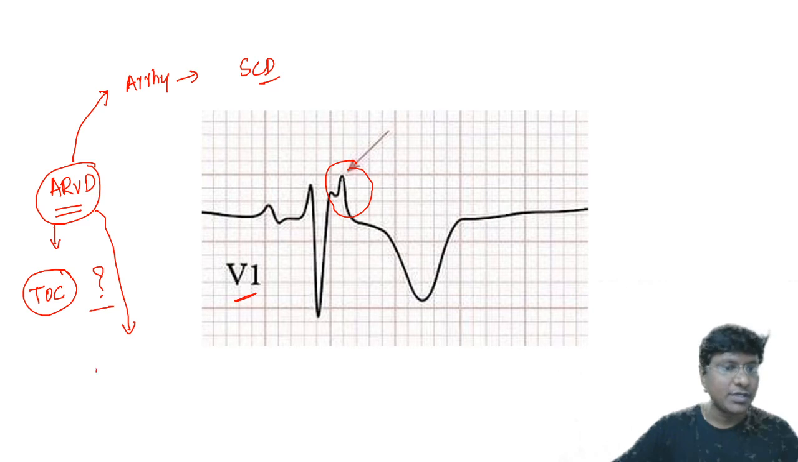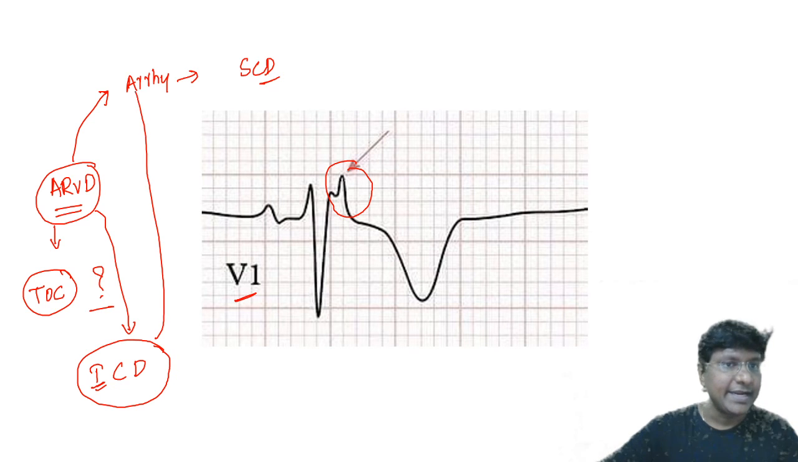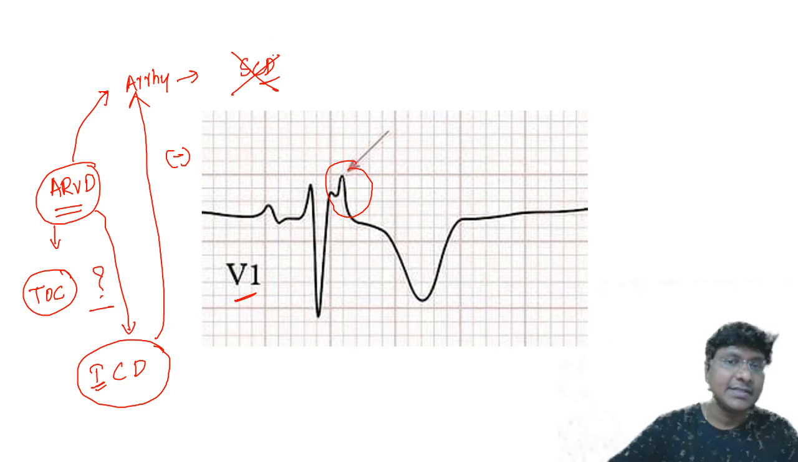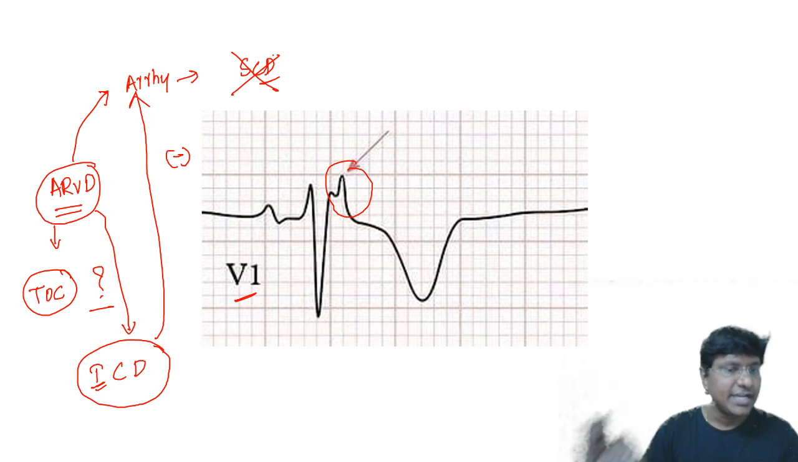So you should put an implantable cardioverter defibrillator. Now what will this defibrillator do? The defibrillator will inhibit these particular arrhythmias and thereby it will prevent sudden cardiac death. So that is the purpose why you need to implant the patient with the ICD. So the treatment of choice in patients with ARVD is an implantable defibrillator. Right, so that completes the discussion of last minute revision points part 4.